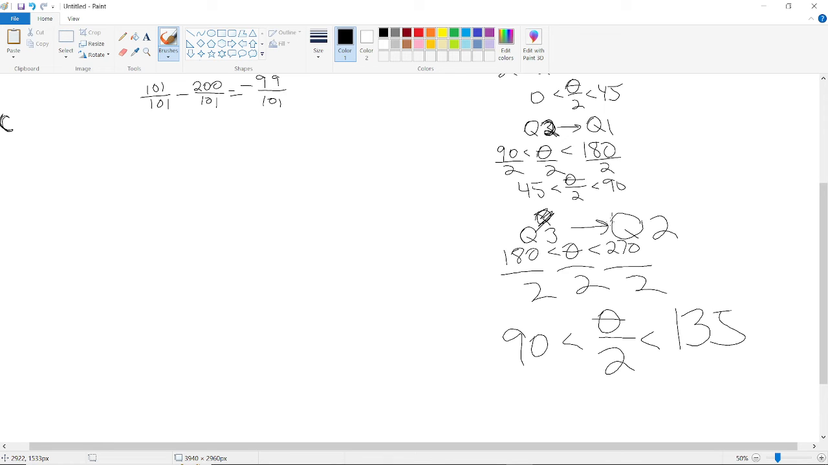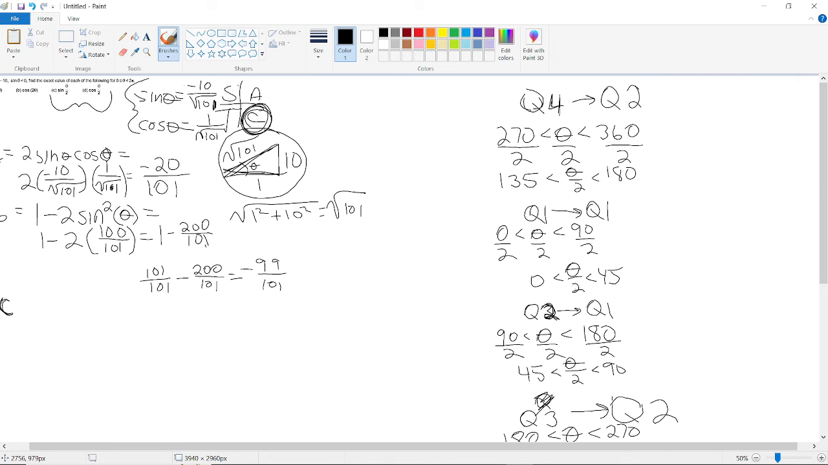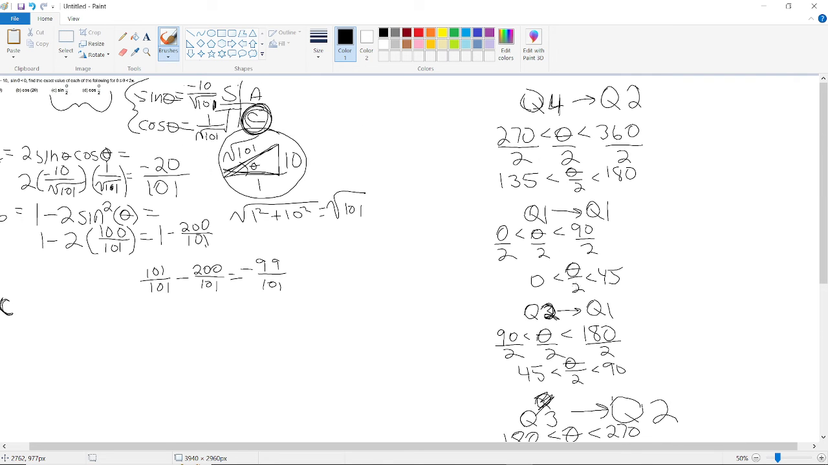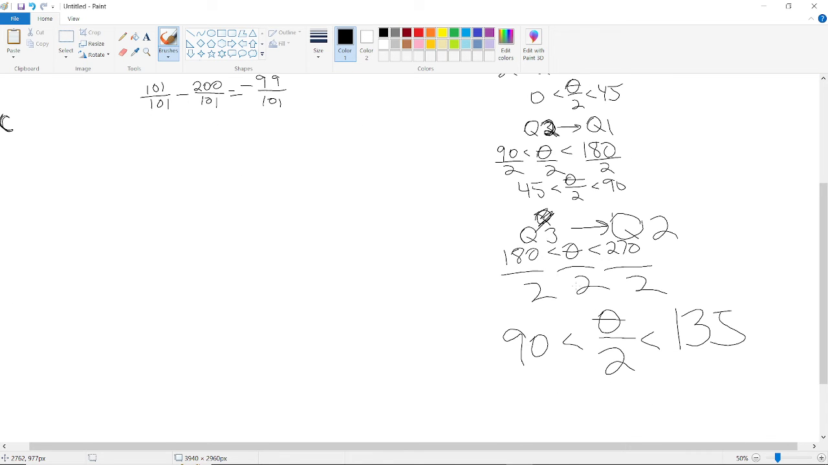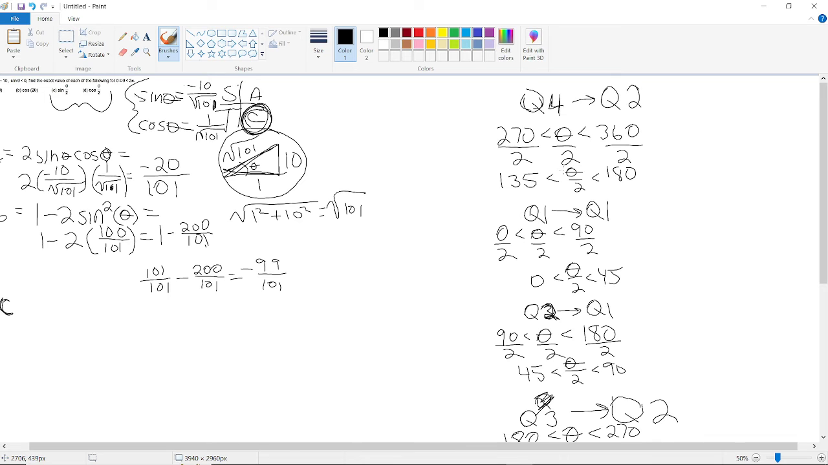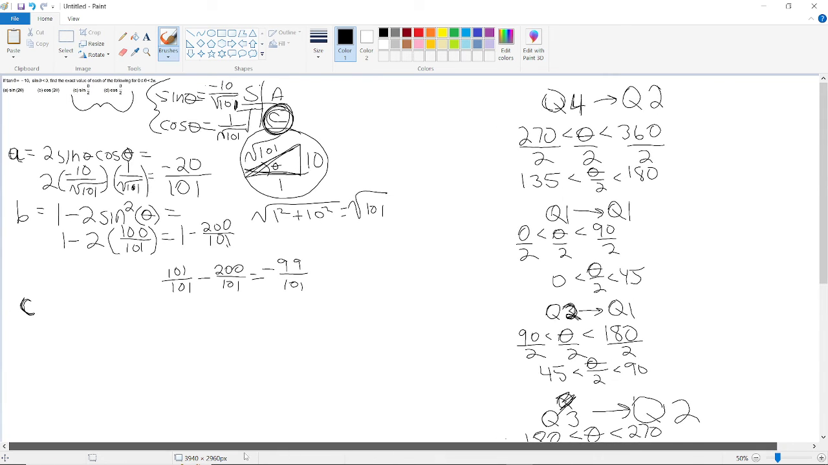So quadrant 3 and quadrant 4 go back to quadrant 2. Quadrant 1 and quadrant 2, if the original angles are there, go back to quadrant 1 for the half angles. I'm just making sure 90 over 2 is 45, 180 over 2 is 90. Yes. So we know that our original angle is in quadrant 4, so our half angles are in quadrant 2.